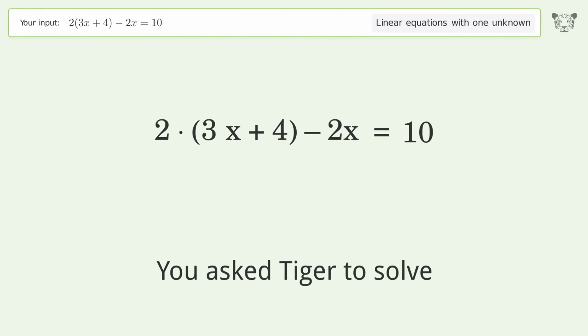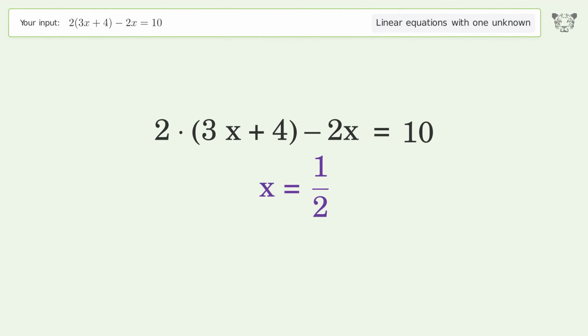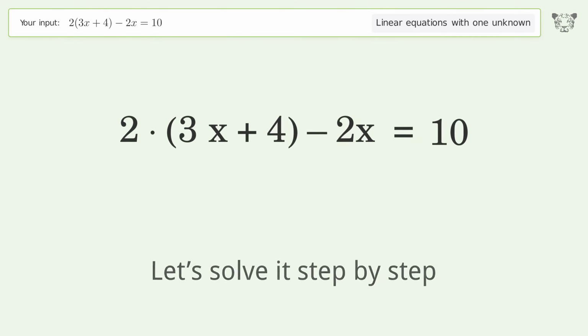You ask Tiger to solve this. This deals with linear equations with one unknown. The final result is x equals 1 over 2. Let's solve it step by step.